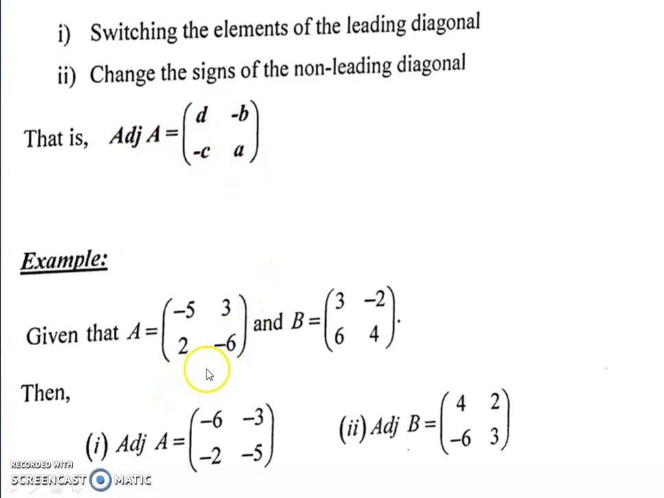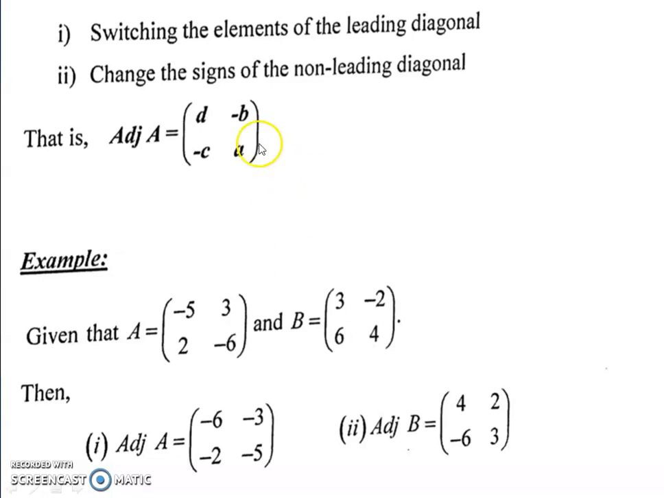So I give an example. Capital A is equal to -5, 3, 2, -6. What do we have to do? We have to interchange these elements. Instead of -5 we write -6, instead of -6 we write -5. The sign will be changed of 3: instead of 3 we write -3, instead of 2 we write -2. Same for B: 3, -2, 6, 4.